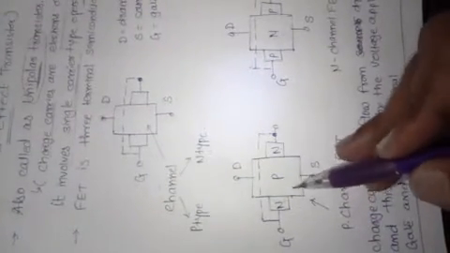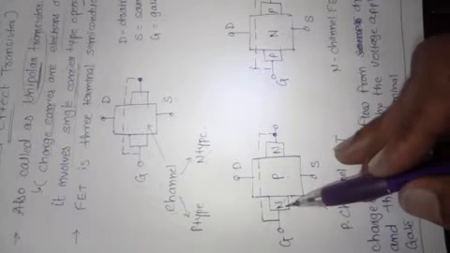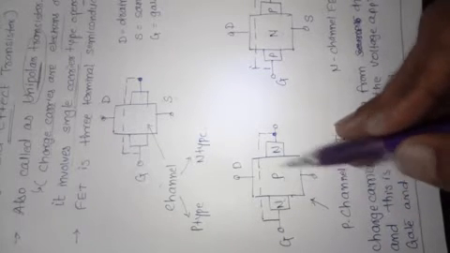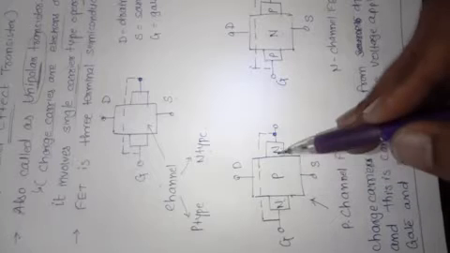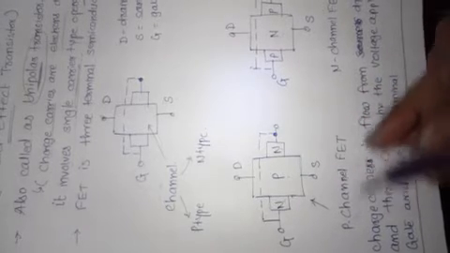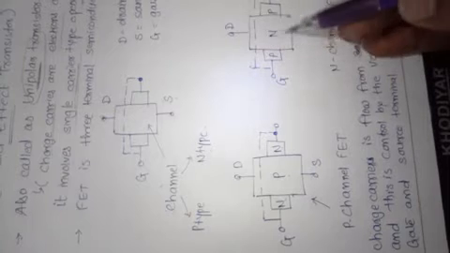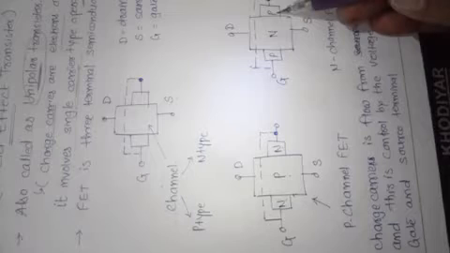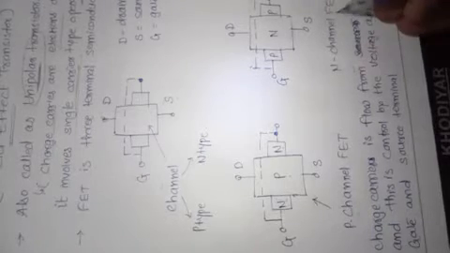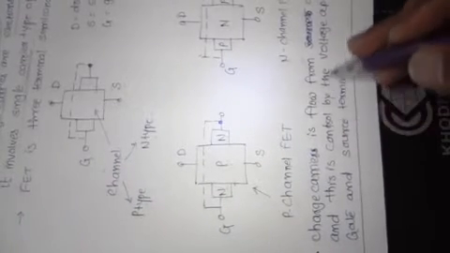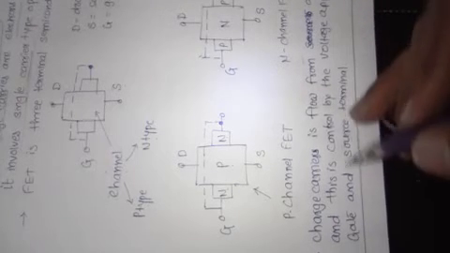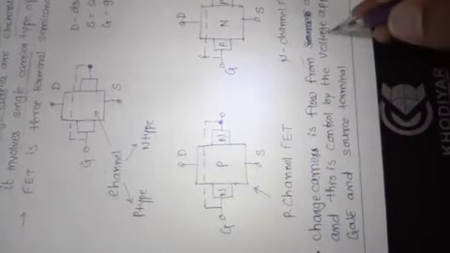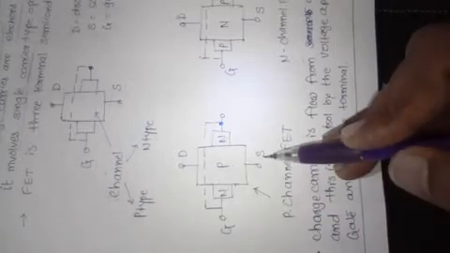Here we can see that if we use n-type semiconductor material on both sides, it means that p is sandwiched between these two, and it is called a p-channel. Same way here, when n-type material is sandwiched between two p-type semiconductor materials, it becomes an n-channel. Now charge carriers flow from drain to source, and this is controlled by the voltage between gate and source. Now we can see the types of FET.